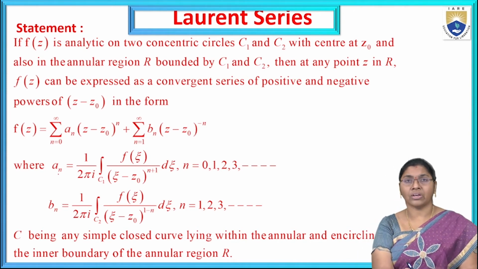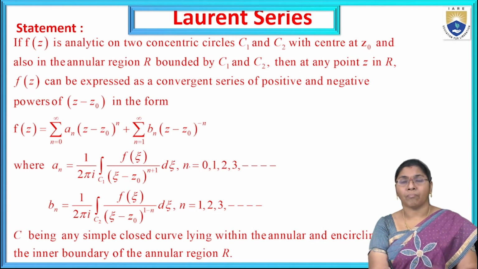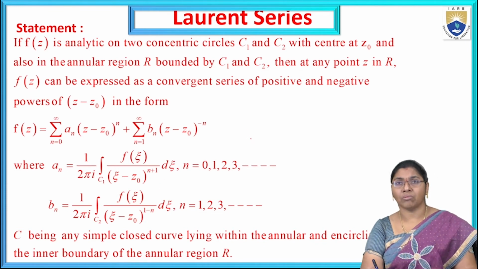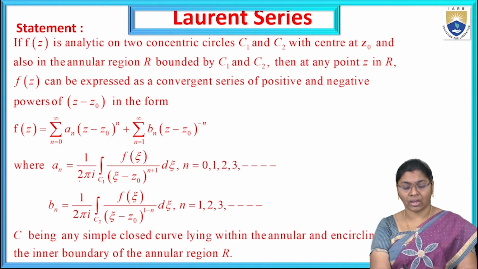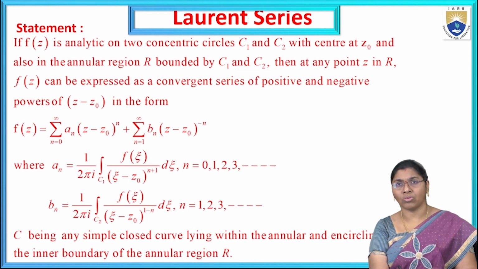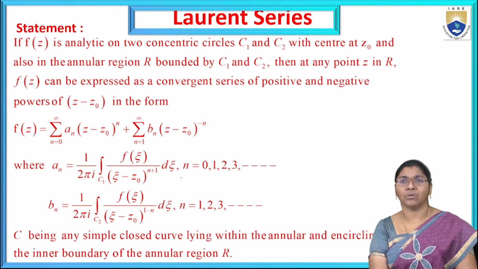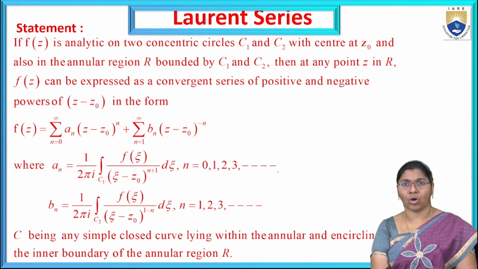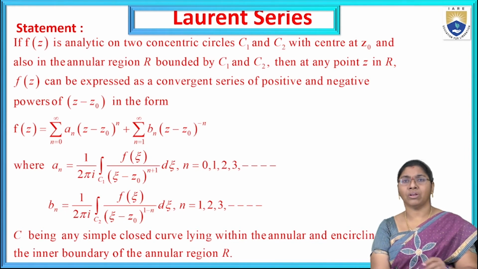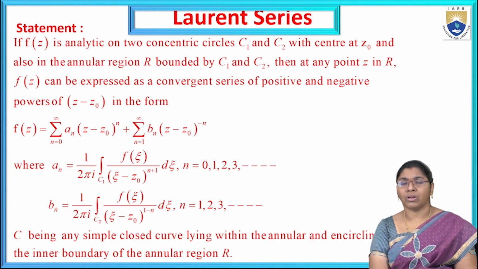Now here we can write an by using the generalized Cauchy's integral theorem: an equal to 1 by 2 pi i into the integral over C1 of f of z by (z minus z0) to the power of n plus 1 dz, where n equal to 0, 1, 2, 3 and so on. Similarly, bn equal to 1 by 2 pi i integral over C2 of f of z by (z minus z0) to the power of minus n plus 1 dz, n equal to 1, 2, and so on.